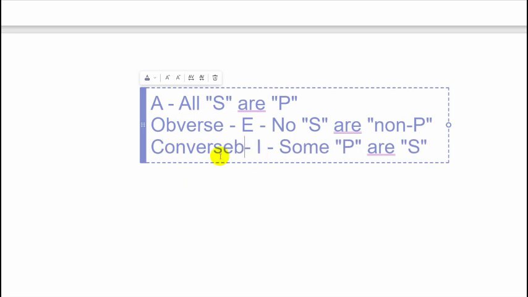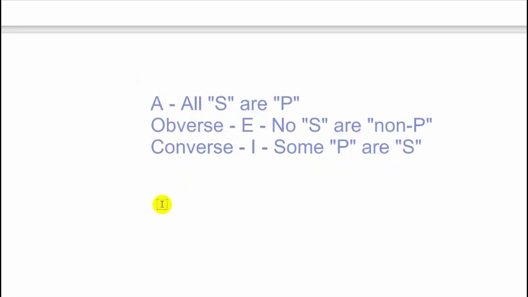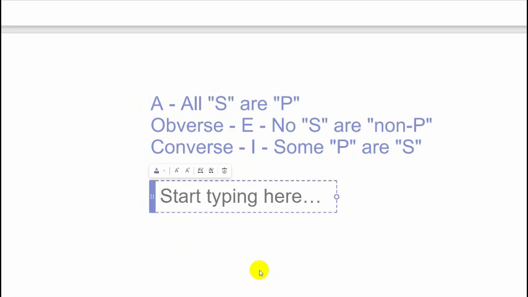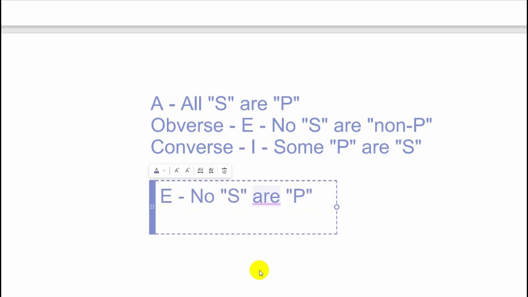Converse of A is done and obverse of A is done. A obverse is E, A converse is I. Now let's start with the E one. E starts with what? No, S R P. The converse, let's start with the converse first.